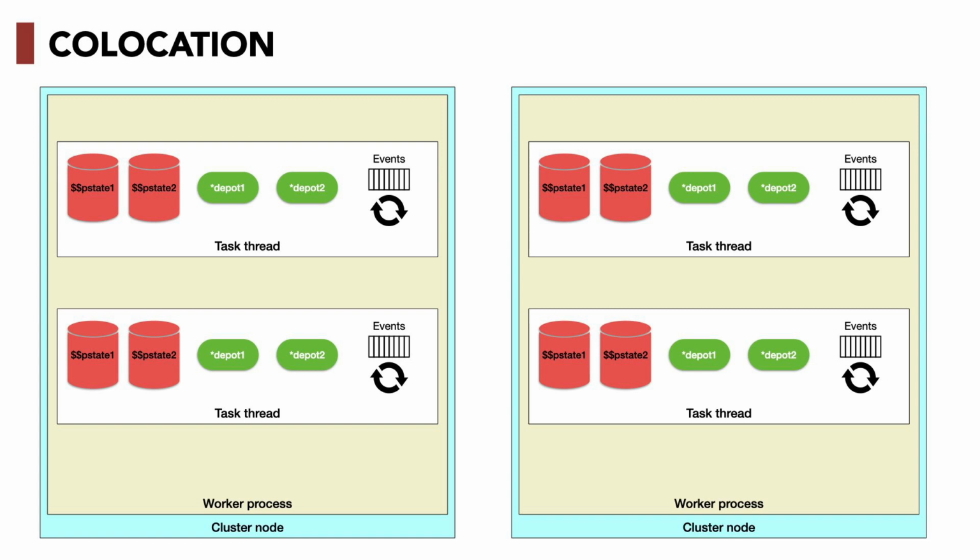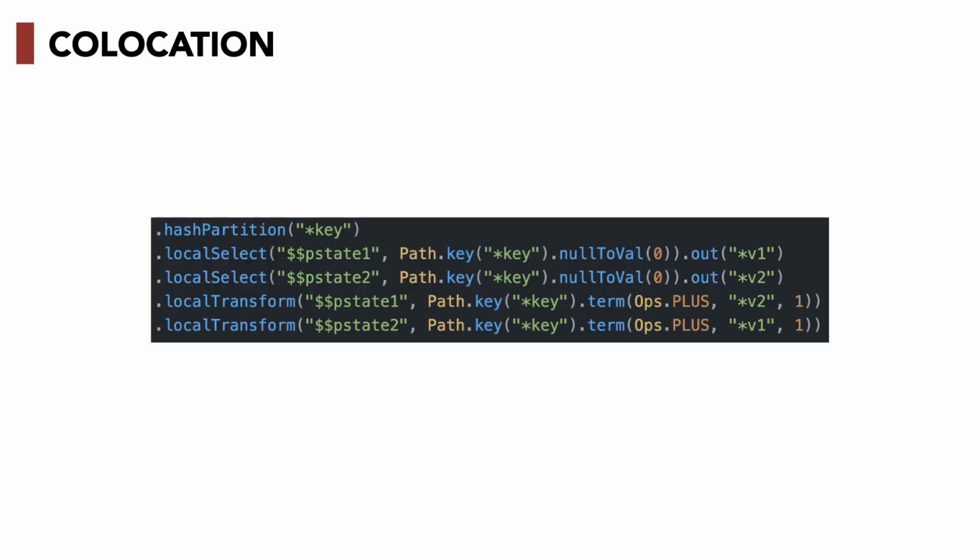Each task thread has exclusive access to the depot and p-state partitions hosted on it. That is, you can't access a depot or p-state partition from another thread and can only do it via running an event on that thread. So when you look at code like this, the code is always executing on a task thread. When you reference the p-state in dataflow code, you're always referencing the partition of the p-state that's local on your task. While your event is running, nothing else can read or write from those partitions.